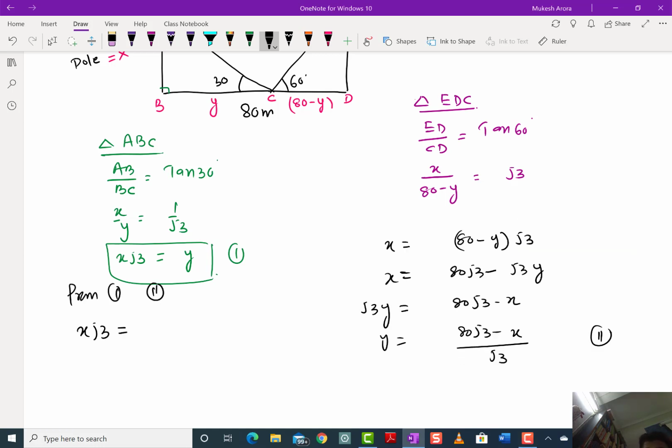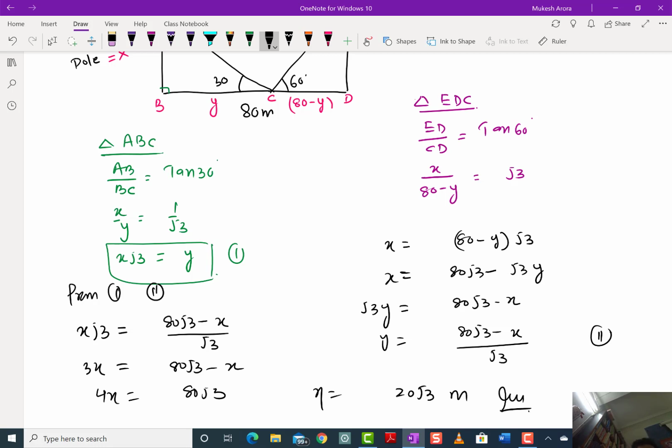From 1 and 2, 80 root 3 minus x by root 3. 3x is equal to 80 root 3 minus x. 4x is equal to 80 root 3. x is equal to 20 root 3. So that is our answer.